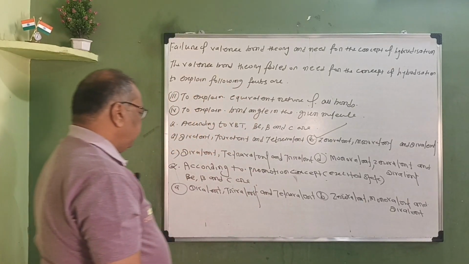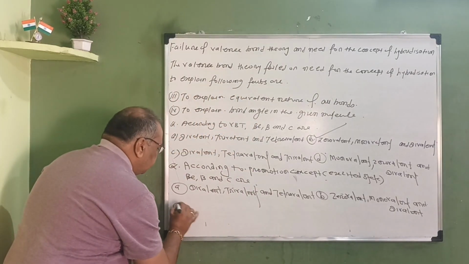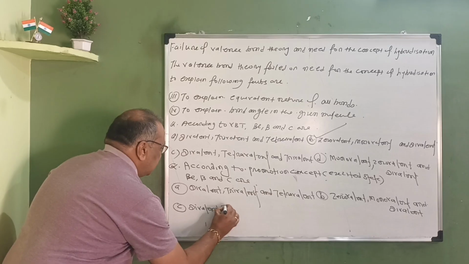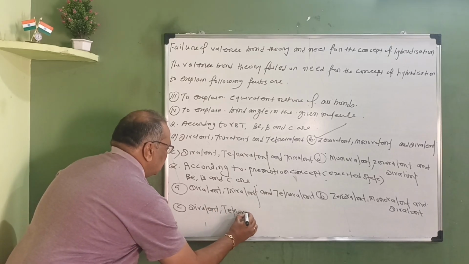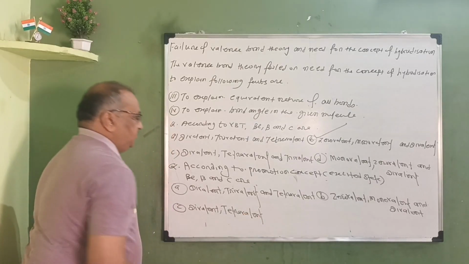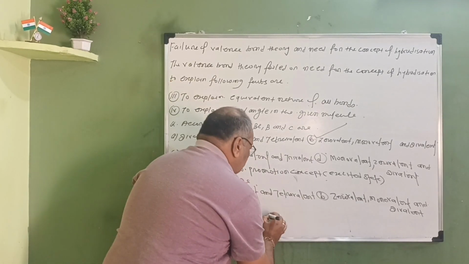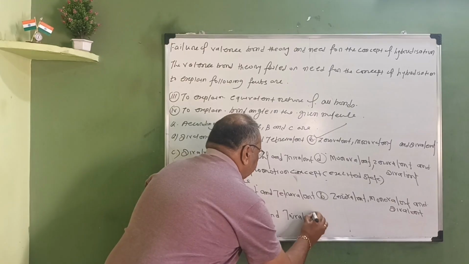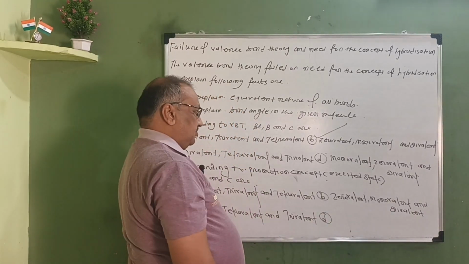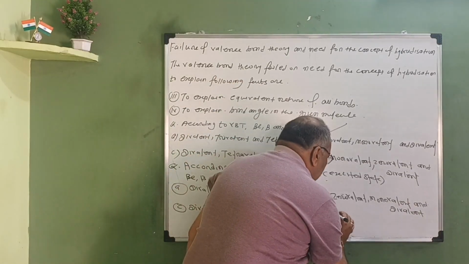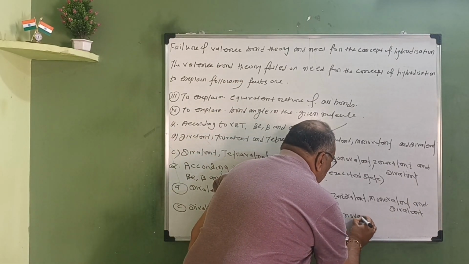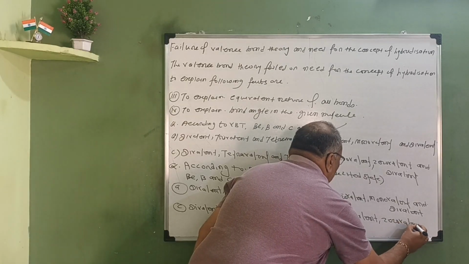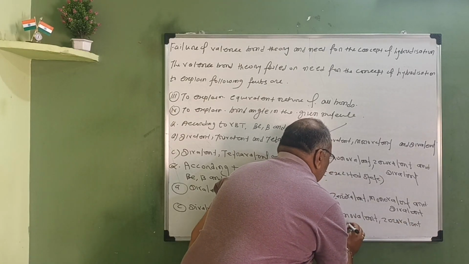Number C, divalent, tetravalent and trivalent. And number D, monovalent, zero valent and divalent.